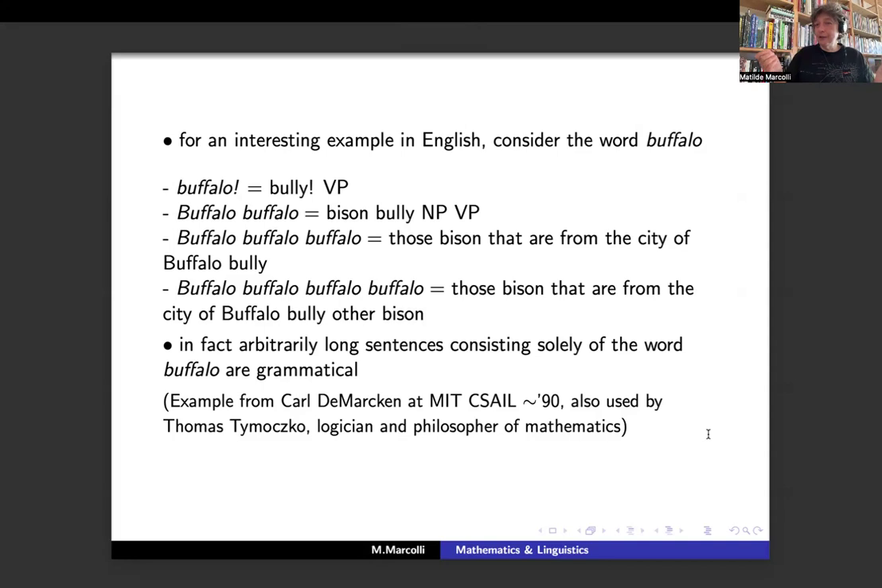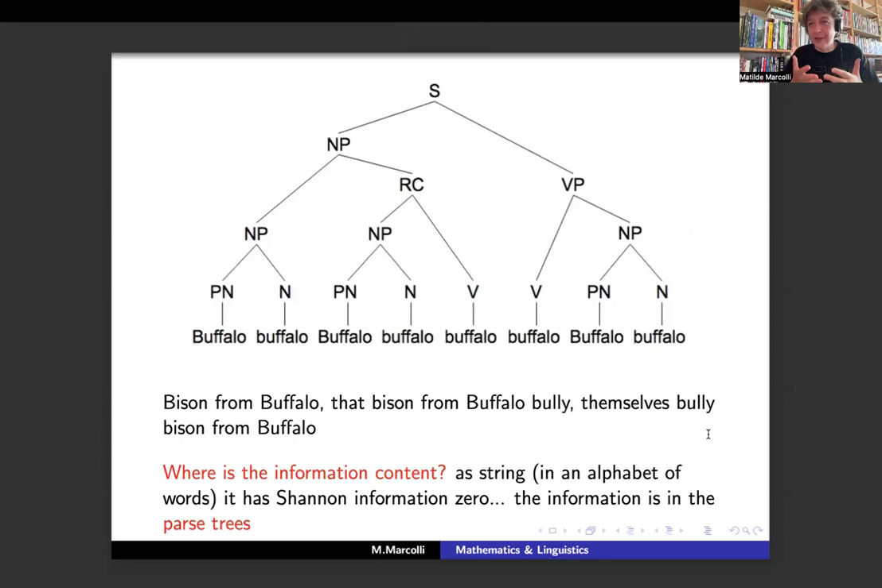The information is not in the string of text, right? The information that language carries is not in the string of text, because in this example, the string of text has strictly Shannon information 0. But the information is actually in the structure, the syntactic tree, and that is the part where the Shannon information is non-zero.